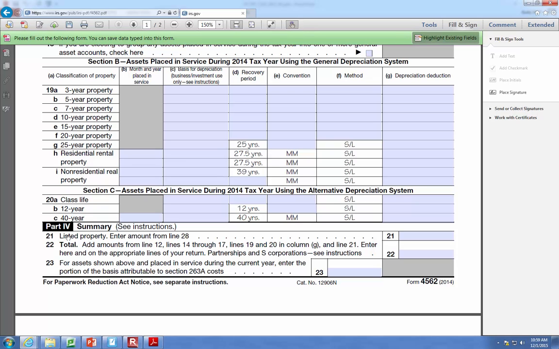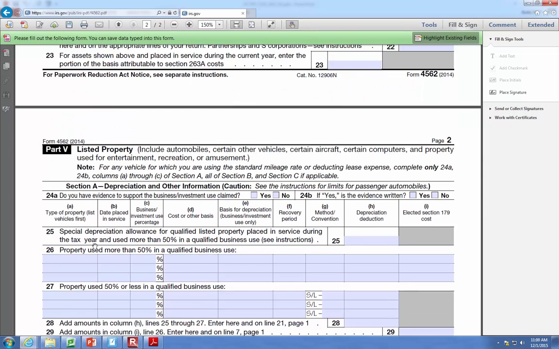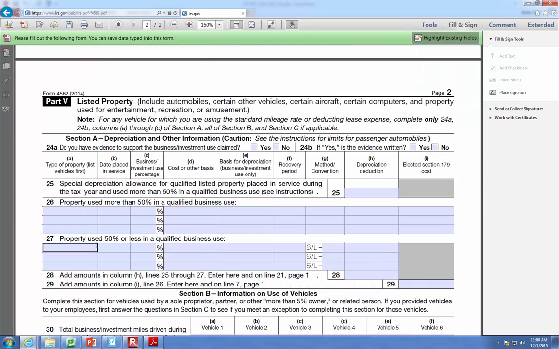Then you can see down in part 4, they want a summary. And it says listed property, enter amount from line 28. So let's go to the next page and we'll see that that's what part 5 is, listed property. And it tells you exactly what it is. This is a special section where you put your automobiles, your aircraft, computers, and property that are used for entertainment, recreation, or amusement.